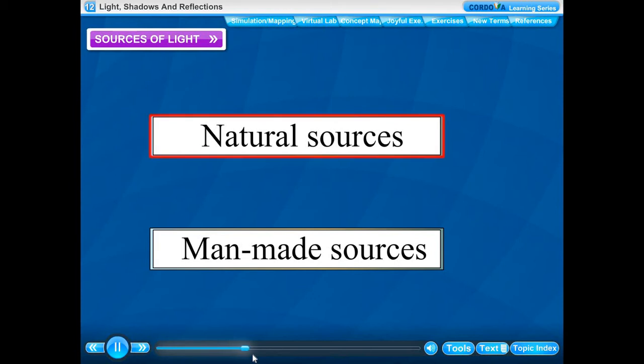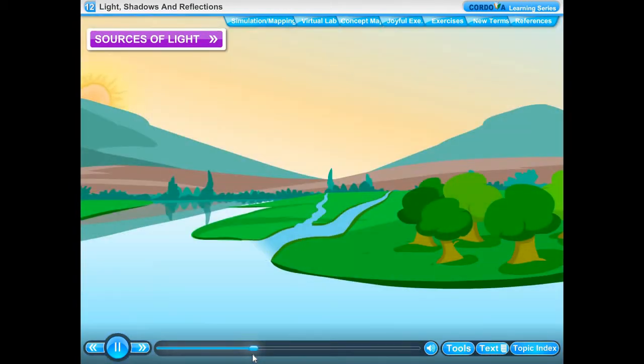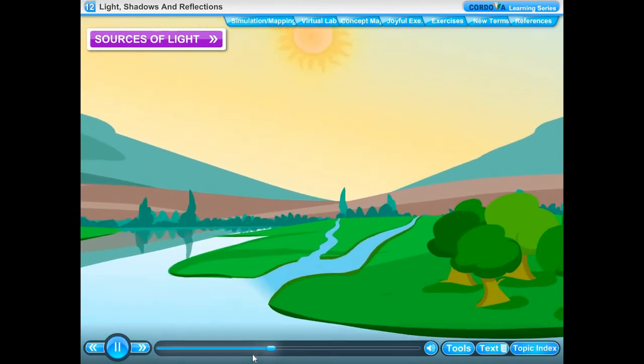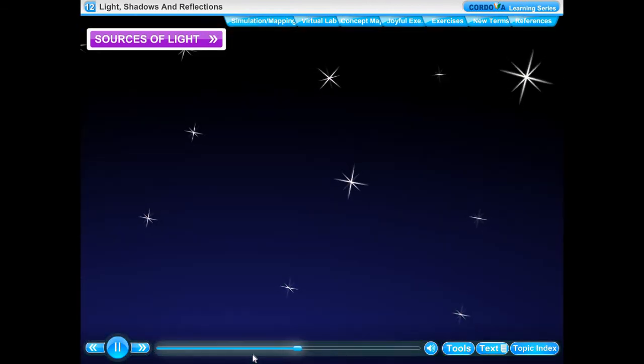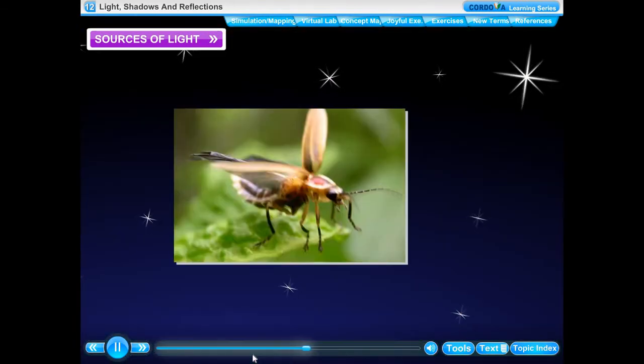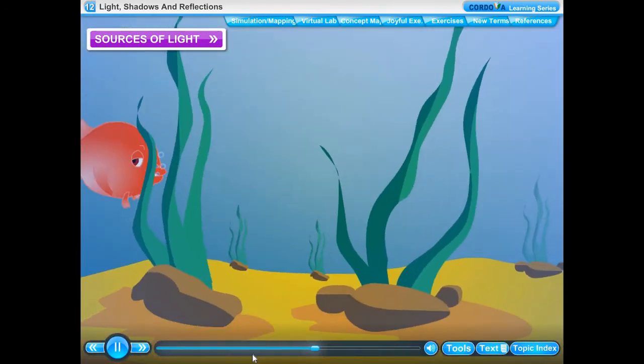Natural sources of light. Sources of light that occur in nature are called natural sources of light. For example, sun, stars, firefly, deep-sea organisms.